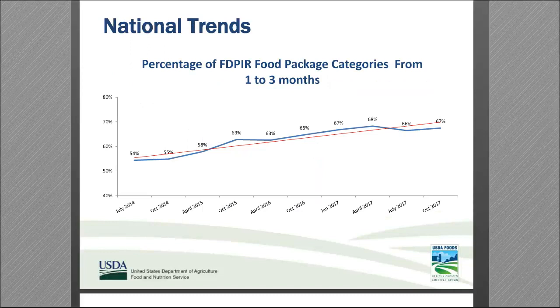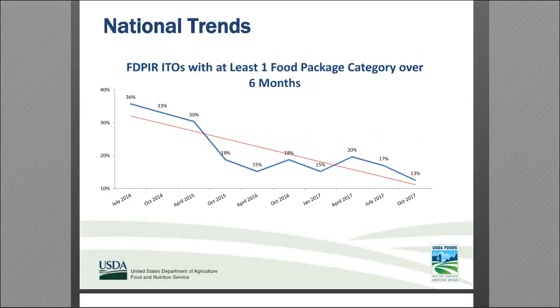Thanks, Matthew. We're going to wrap up with a look at some of the national trends that we've been able to put together from the data from these inventory calculators. As I mentioned earlier, we began the FDPIR Inventory Calculator review process in 2014, so we have almost 4 years of data now. This graph on the slide tracks the total percentage of FDPIR food package categories from all ITOs that are within the recommended range of 1 to 3 months. As you can see, we've made a lot of improvement, from 54% of categories within the recommended range in 2014 to 67% in October 2017, which is the most recent month that we have data available.